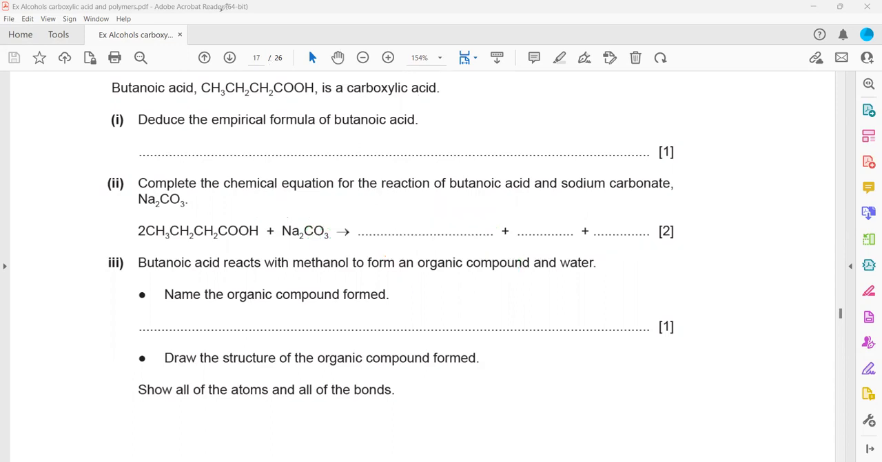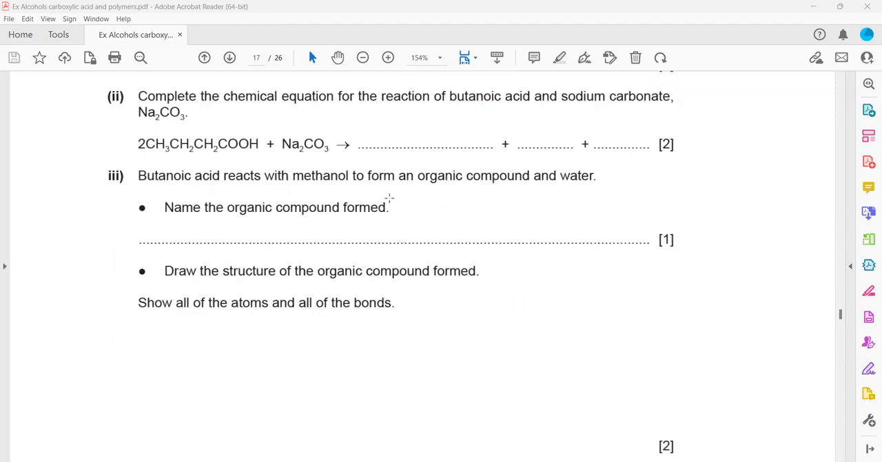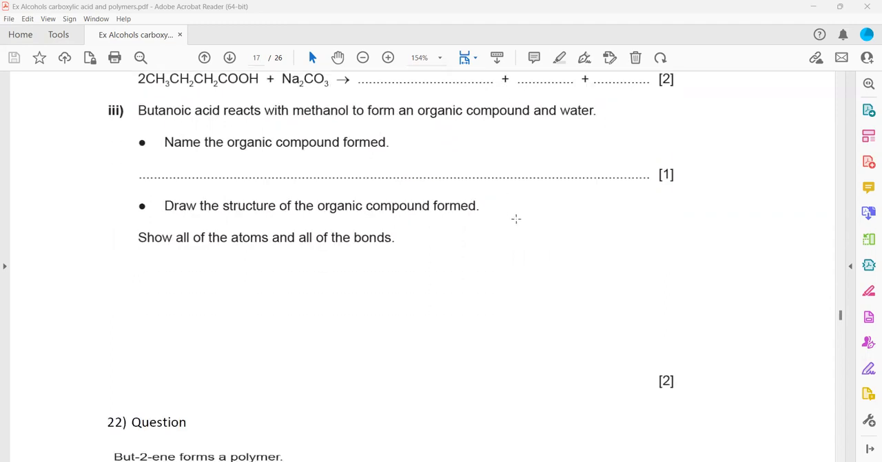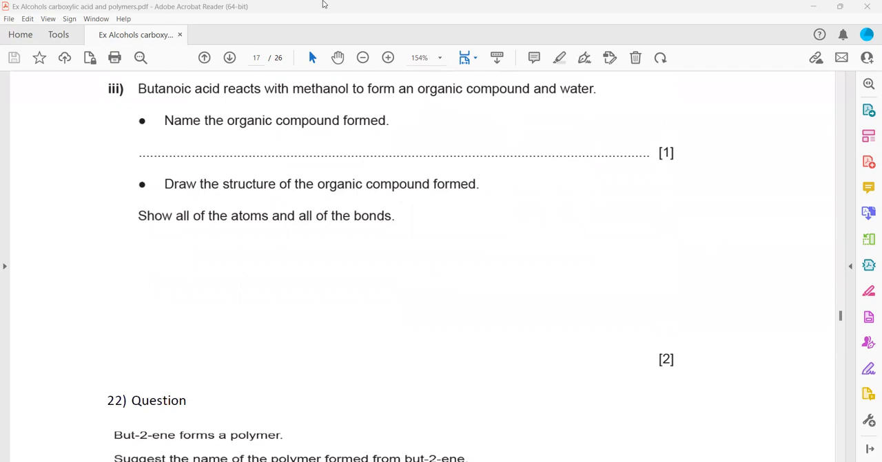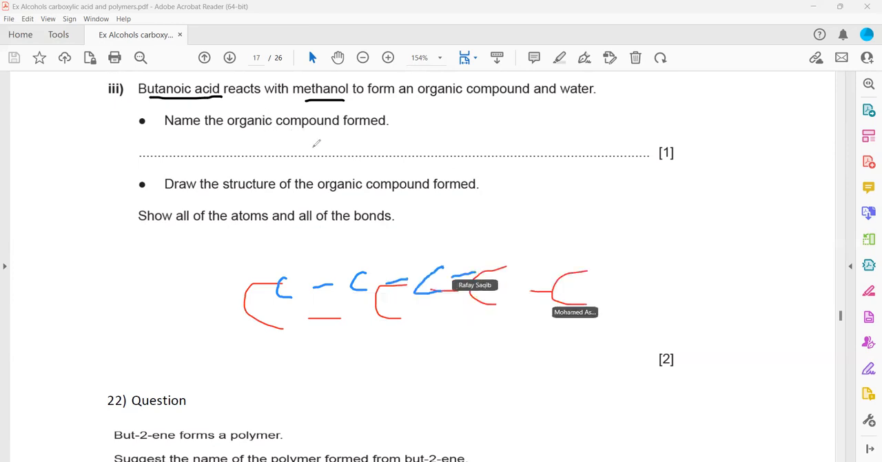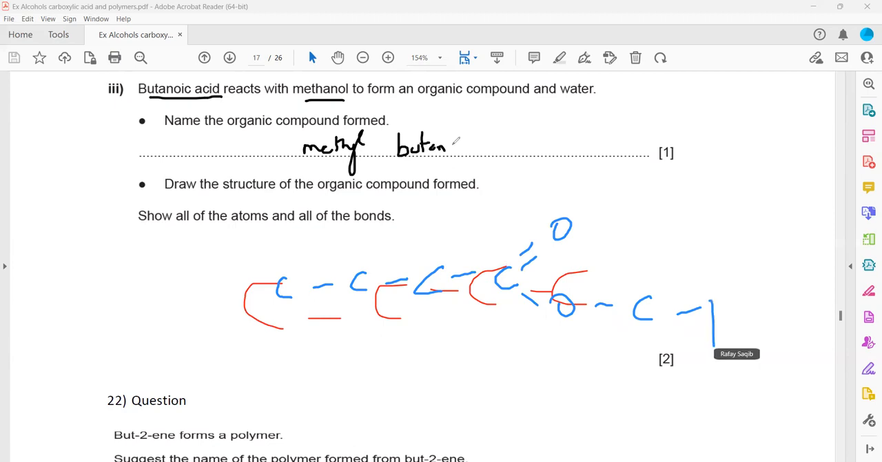The next one: butanoic acid reacts with methanol to form an organic compound and water. Name the organic compound. What is formed when an acid reacts with an alcohol? An ester, this will be methyl butanoate. The first name of the ester is always from the alcohol, and the second name is from the carboxylic acid. You can use screen annotation to complete this. So which ester will there be? It will be methyl, and because the carboxylic acid is butanoic acid, it will be butanoate.